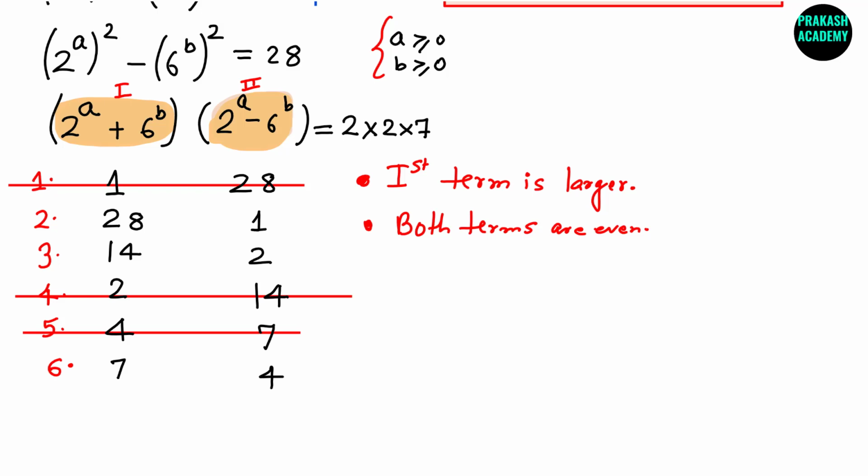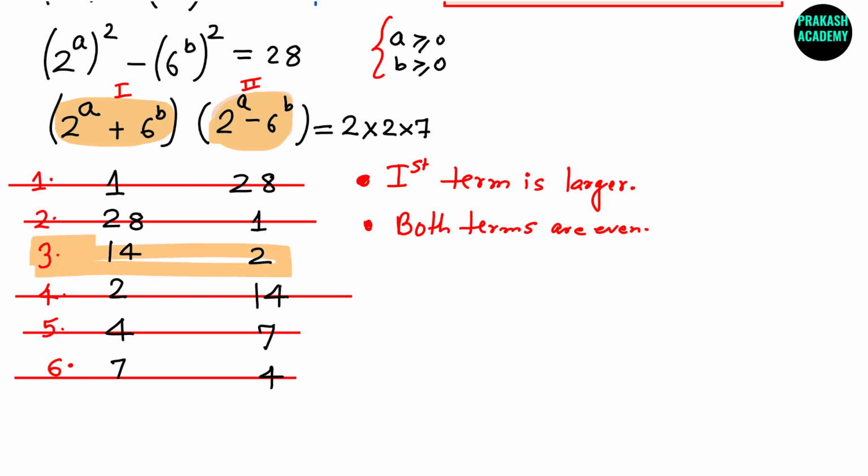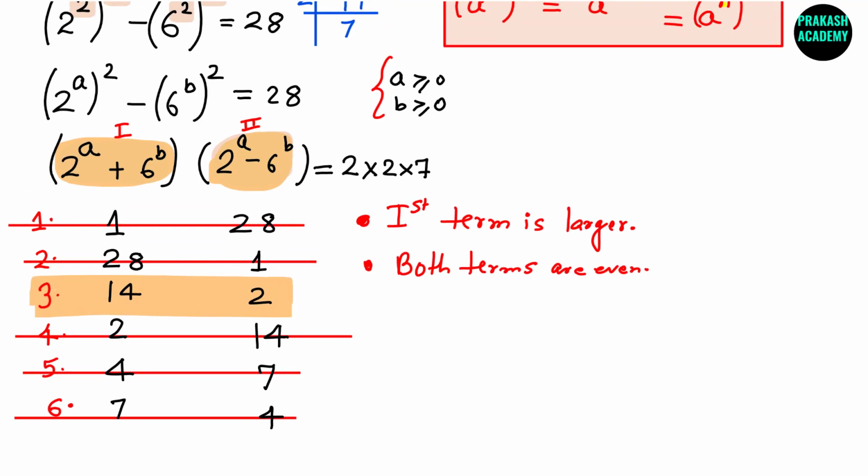So what are the possibilities that get ruled out? We cannot have this possibility because this is even and the first one is odd, that is not possible, and this is also not possible because 1 is odd. So this means we have ruled out all the possibilities and we are left with only one possible solution, and that is this one. That is 2 raised to the power a plus 6 raised to the power b is equal to 14. So let us write these solutions.